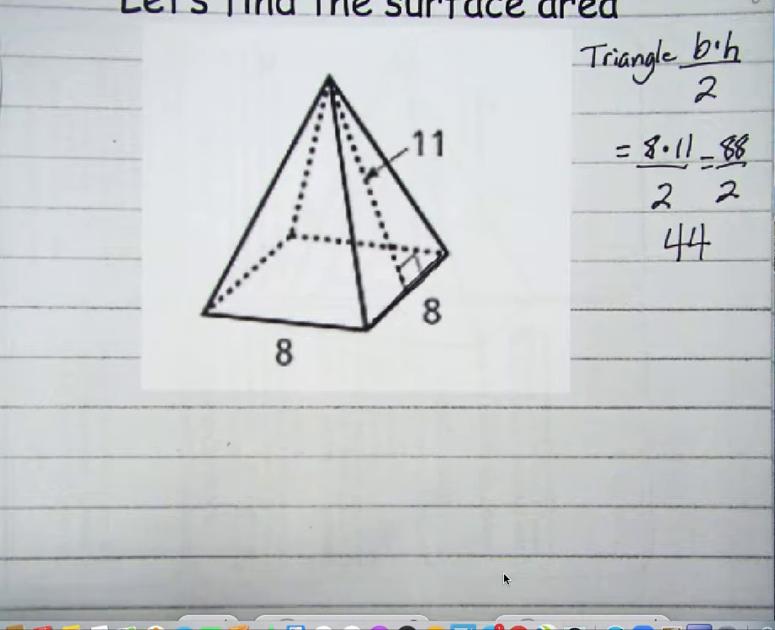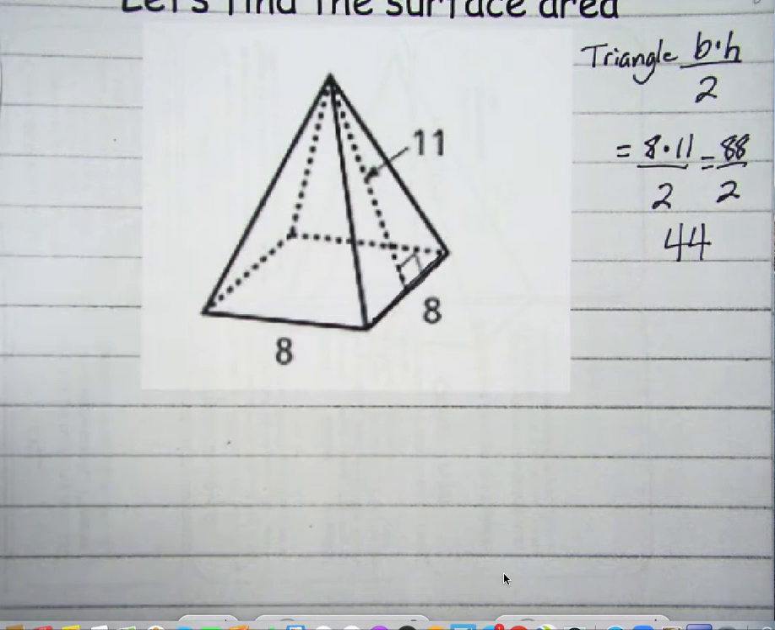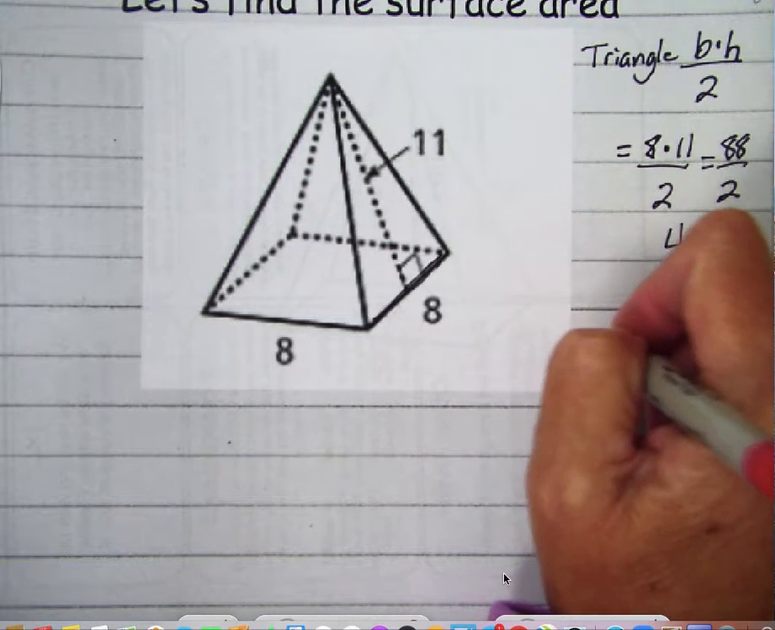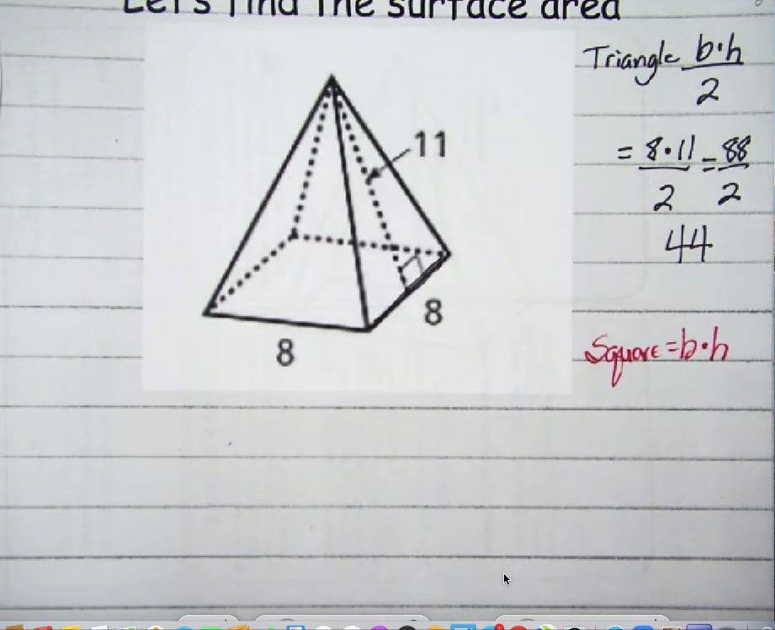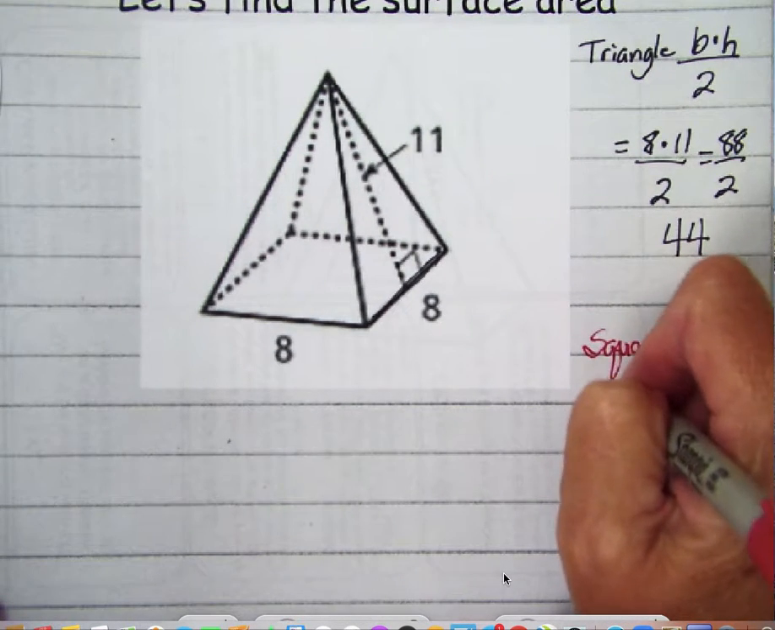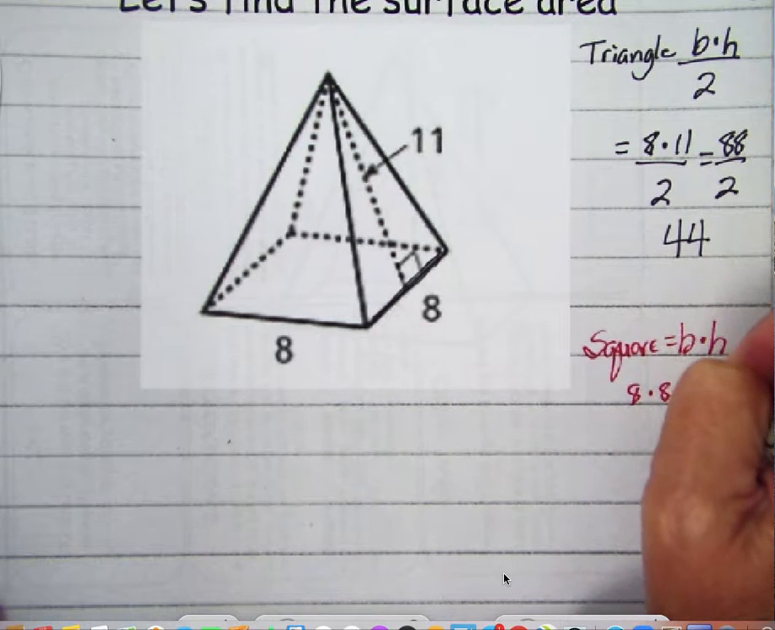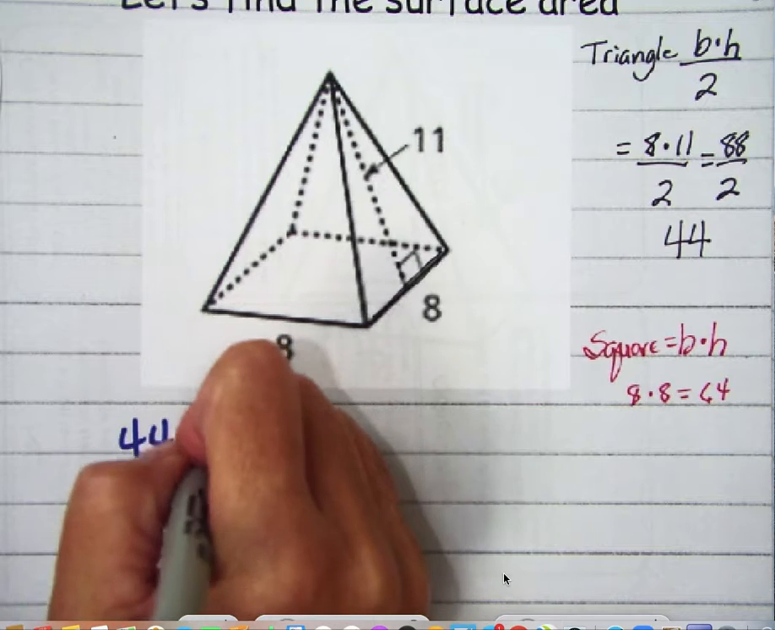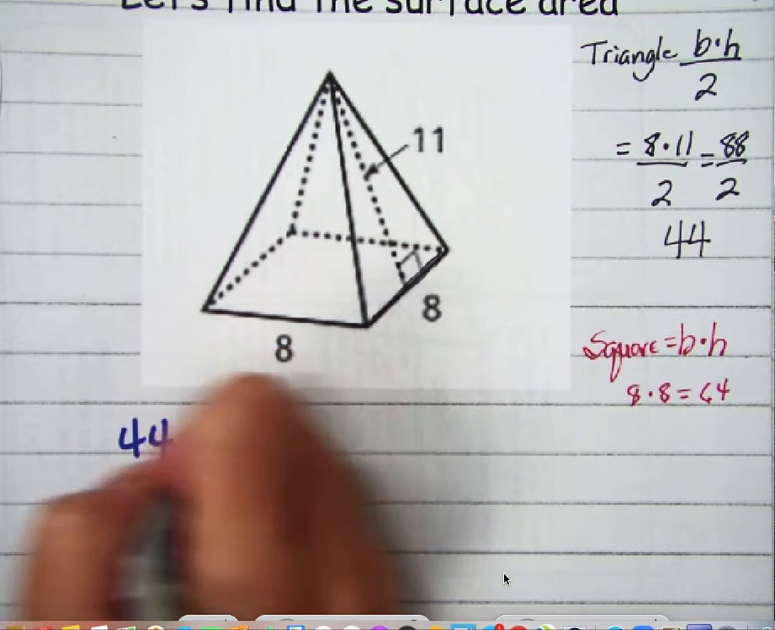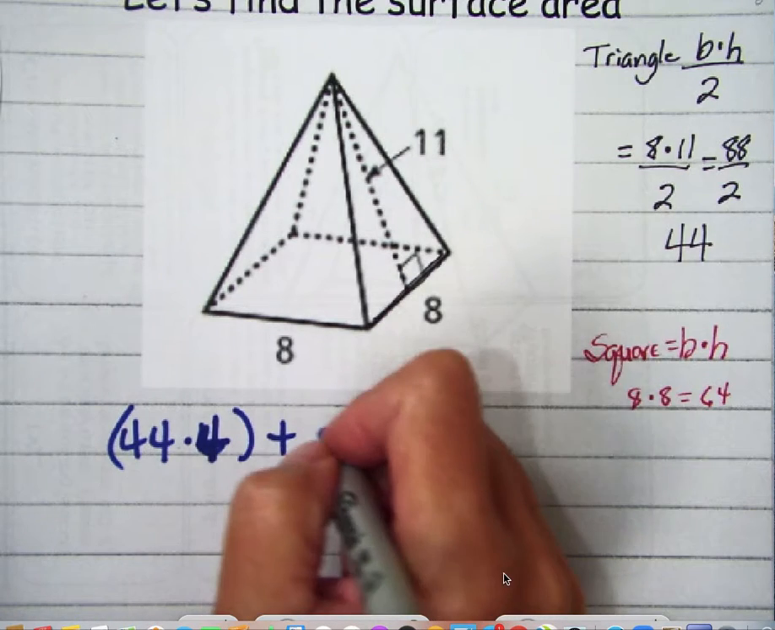The square on the bottom is base times height. It's a square, so base and height are going to be identical. They're going to be 8 times 8. They're going to be 64. Now, how many squares do I have? Well, I only have one. How many triangles do I have? Well, I've got 4. So we're going to do 44 times 4, plus 64.